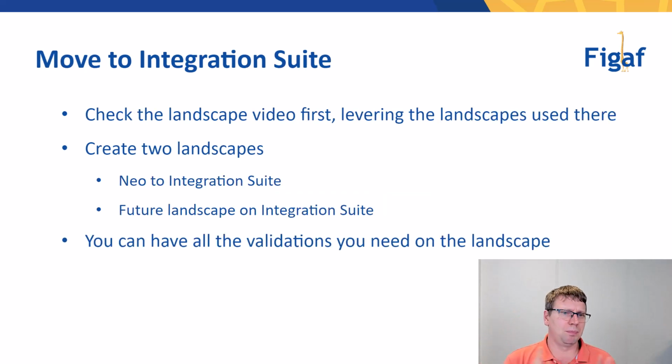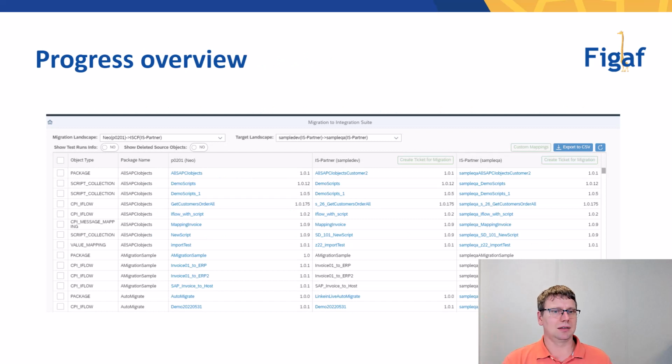So, before we get started with this, you obviously need to understand the Figaf landscape concept. So I recommend that you check that video out first, where we will go through some of the different steps in setting up landscape approvals, these kinds of things. And then we need to create two landscapes, one from Neo to Integration Suite, and then we have the future landscape running on the Integration Suite systems. And then you can have the validations when you're setting this up, to define who should approve these different kinds of objects. Then what you get is this progress overview where you can see what is going on with the migrations.